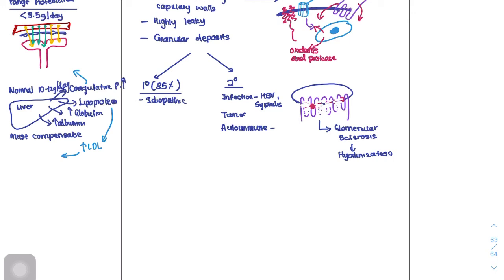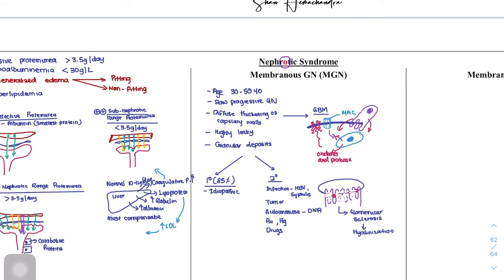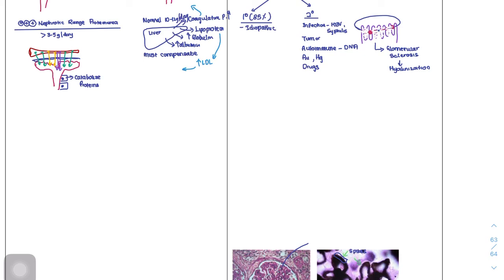and the inciting antigen is going to be DNA. So DNA is an endogenous antigen. It is part of our own body. Or it could be due to gold or mercury deposits or drugs. These are the common causes of membranous glomerulonephropathy due to secondary origin.